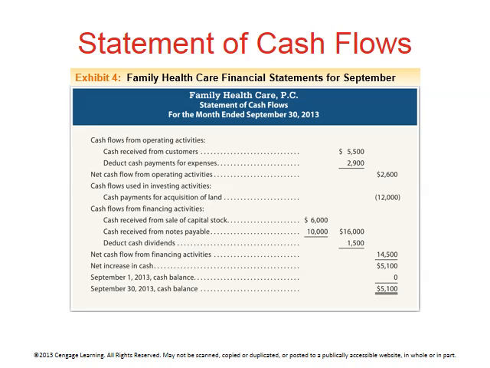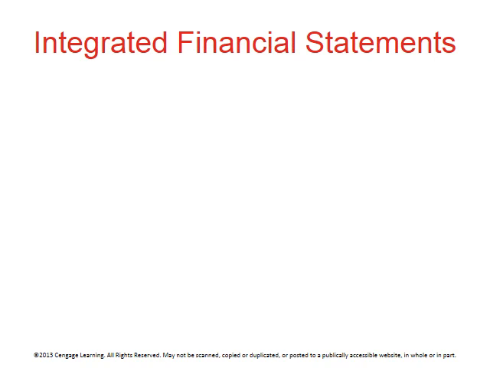So if we add up the $2,600 less $12,000 plus $14,500, our net increase in cash was $5,100. Since this is a new company, our beginning balance was $0, so our current cash balance is $5,100, which should equal the cash balance that we had on our balance sheet.